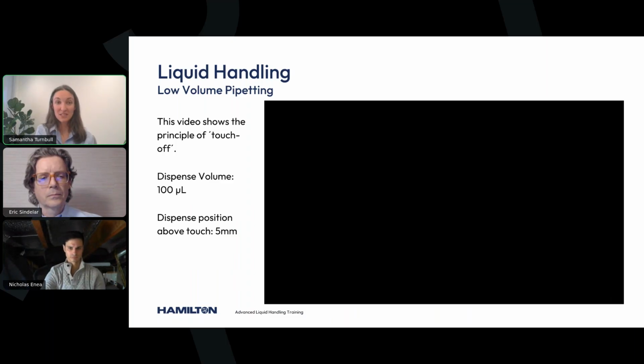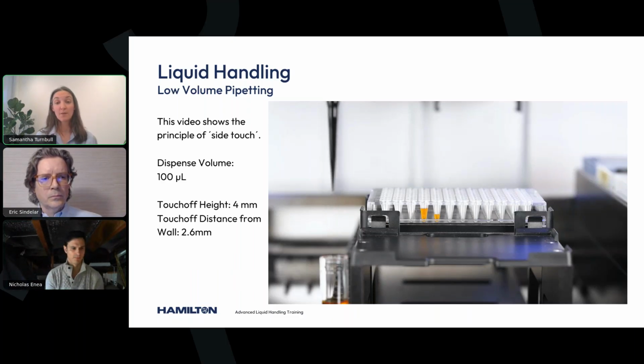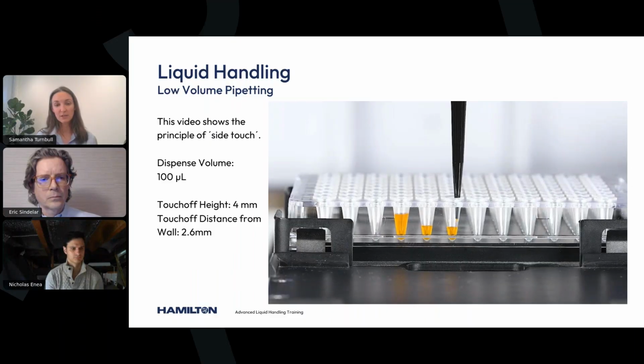Another option to get that last bit of liquid out of the tip is a side touch. In this case, we're showing an example in a PCR plate with tapered wells. Again, we're using a much higher dispense volume than we would normally recommend with a side touch, for demonstration purposes. But you'll see the tip will enter the well and stop a specified distance above the bottom. In this case, it's 4 millimeters. And then it moves to the right side of the well and touches the wall. And this touch off distance in this case is 2.6 millimeters.